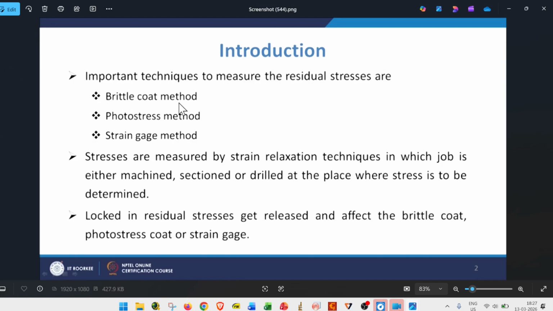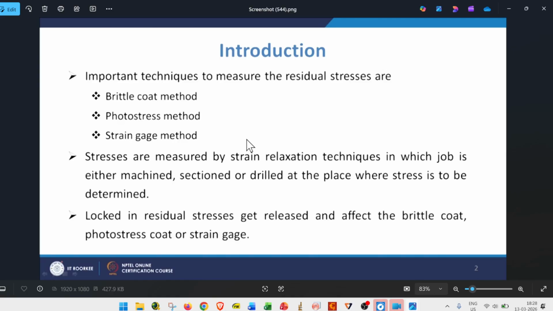One is the brittle coat method. Second is the photo stress method. Third is the strain gauge method. In the brittle coat method, what we do is first clean the sample surface with emery paper, then apply an aluminum coating, and after that put a brittle coating on it. The brittle coating will not have any expansion, right? Brittle means it will fracture immediately. After that we make a 3 millimeter diameter hole there.